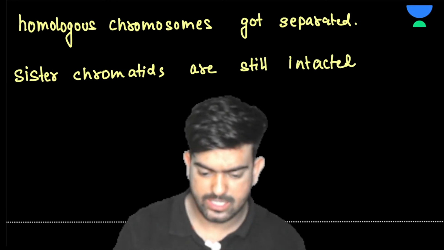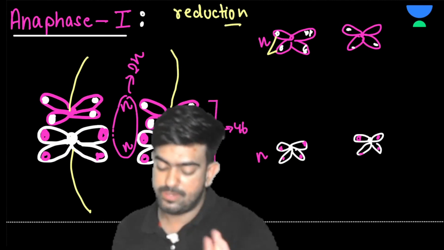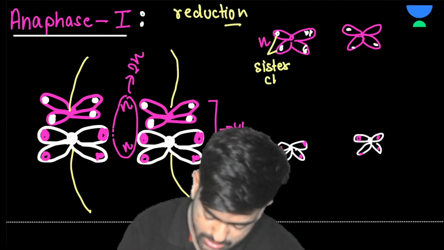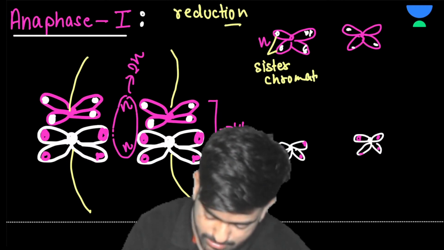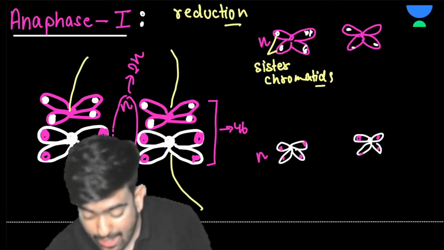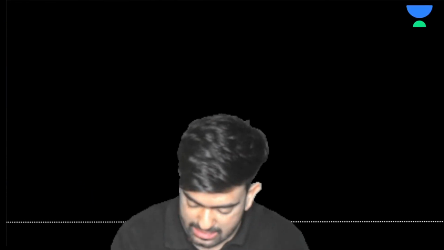They are not separated. See, they are not separated. These are the sister chromatids. They are still there. Sister chromatids. Clear? Okay, sir. Now what is happening? After this, the cell will go to the telophase stage.